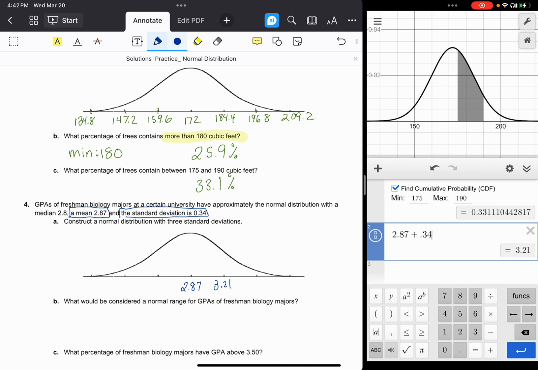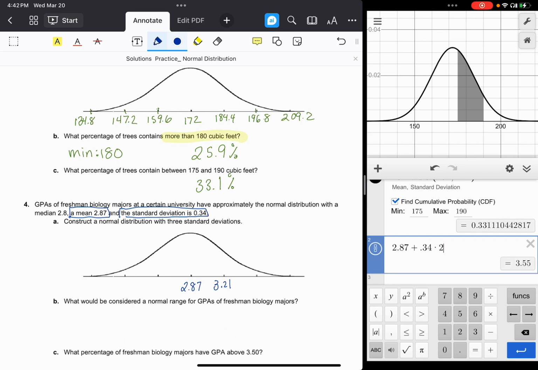standard deviation above. Then I would times that by 2 to get 2 standard deviations above. And then I would times that by 3 to get 3 standard deviations above. And notice that no one really in this major has a 4.0 GPA. Okay, that might be realistic. Biology could be hard. I definitely was not a biology person.